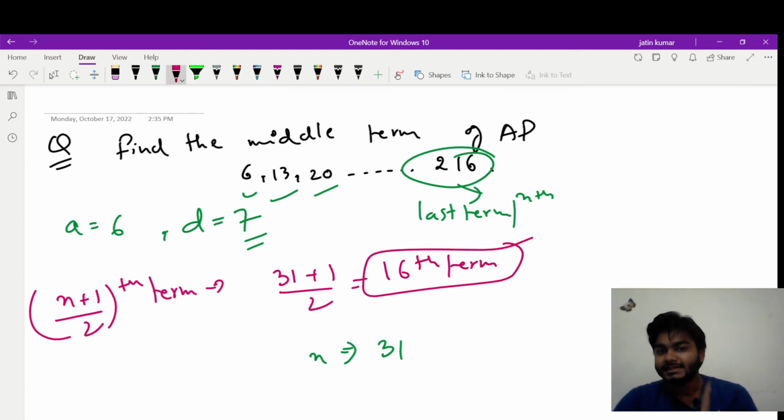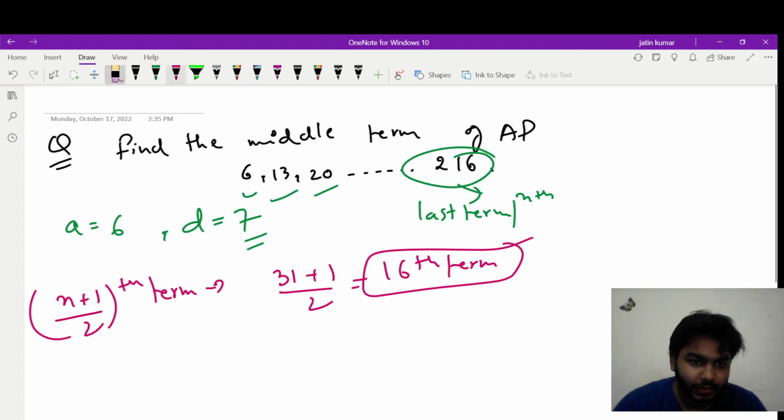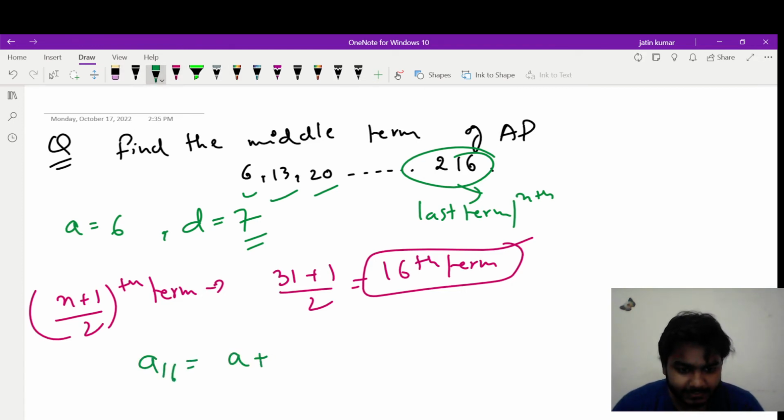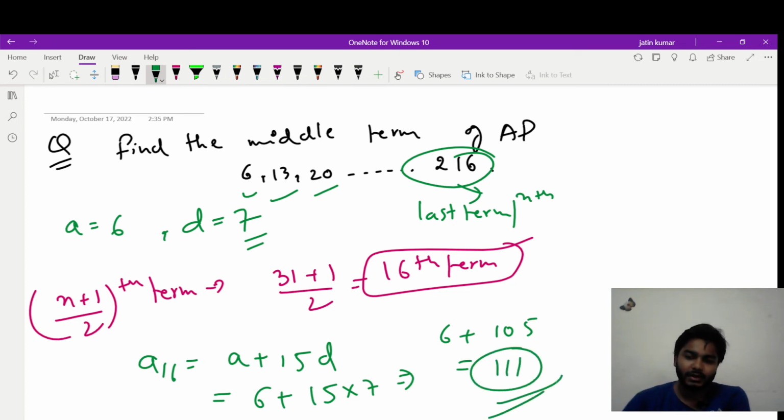Now you need to find the 16th term. So for finding the 16th term, can I write a16 as a plus 15d? The coefficient of d will be 1 less. So a16 you need to find. So a plus 15d, can I write? Okay. So you know the value of a is 6, d is 7. So solve it, 6 plus 105 and the answer will be 111. So 111 will be the middle term of this AP.